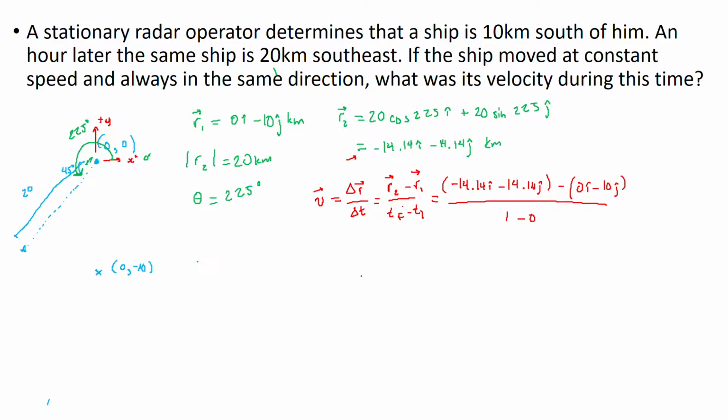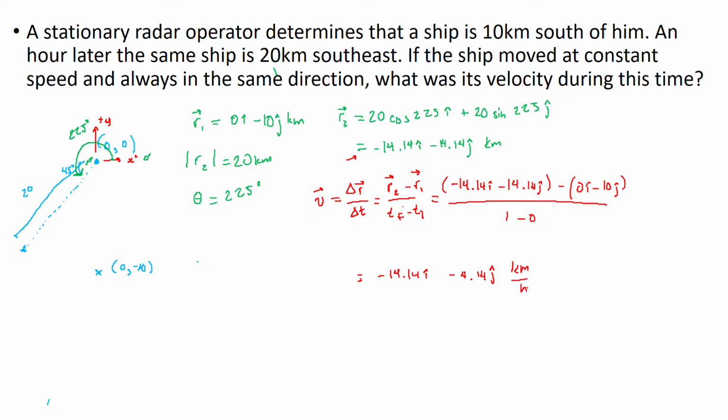Okay, so it's going to be very, very easy to compute. The i's just remain the same. It will be minus 14.14 i. And the j's are going to be minus 4.14 j. Let me erase that thing. There you go. That was nice. So this is the result in kilometers per hour.